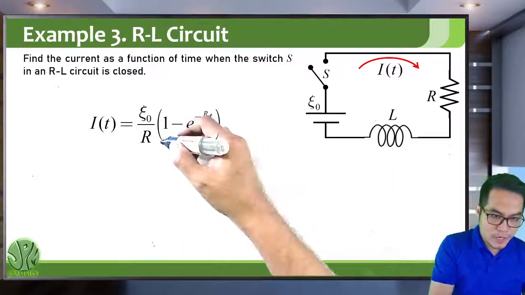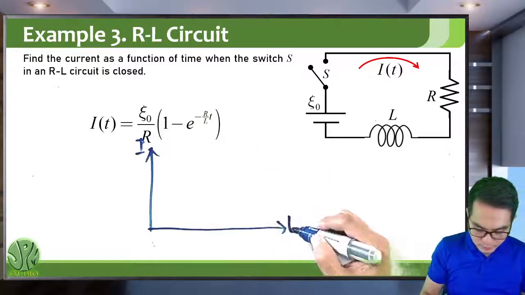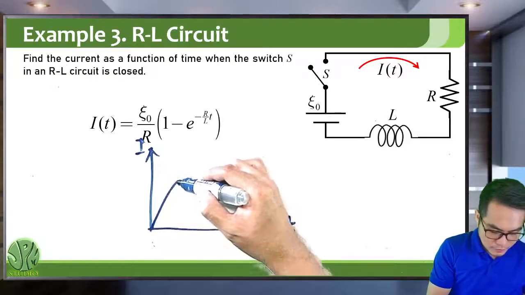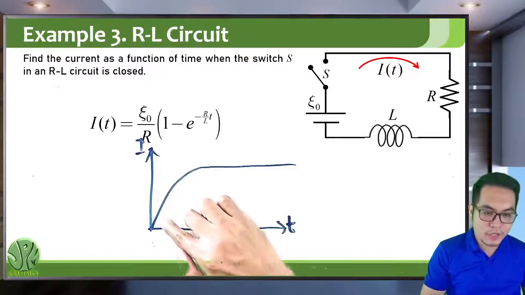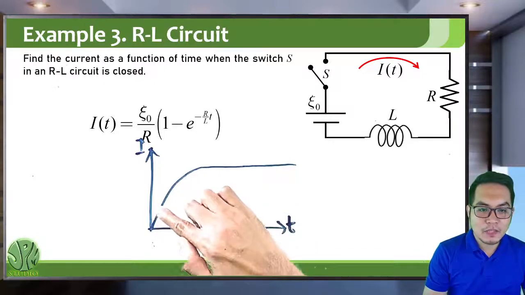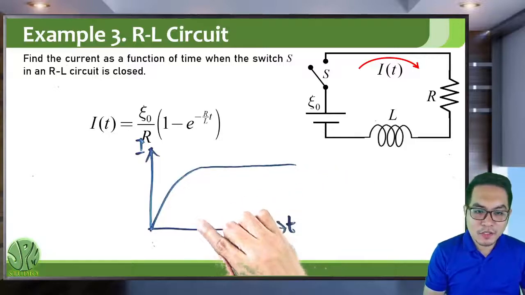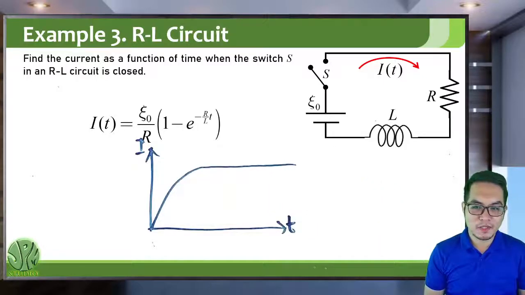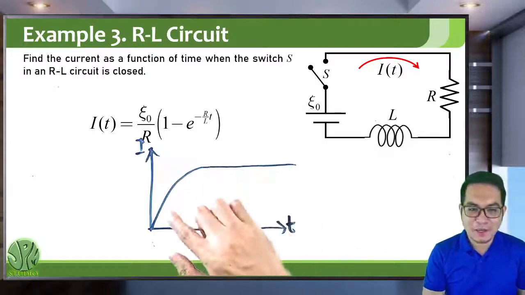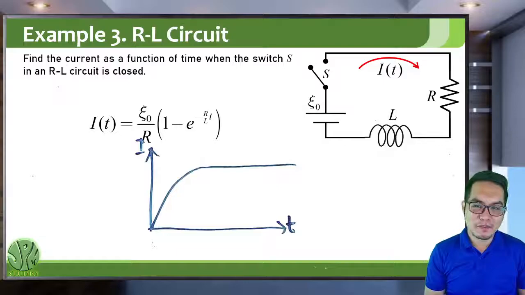So if you plot the current with respect to time, it will have something like this. It will surge, but there will come a time that it will now plateau. There's a certain time where the current plateaus, just like the COVID cases, flatten the curve. The curve flattens after a certain amount of time.